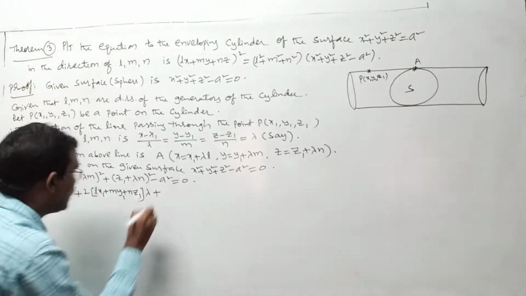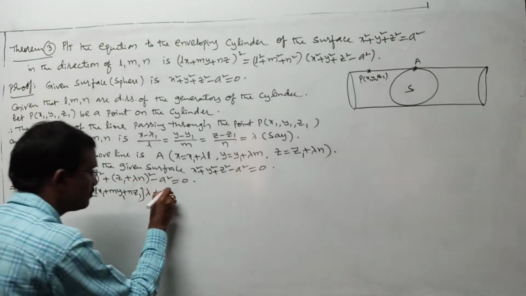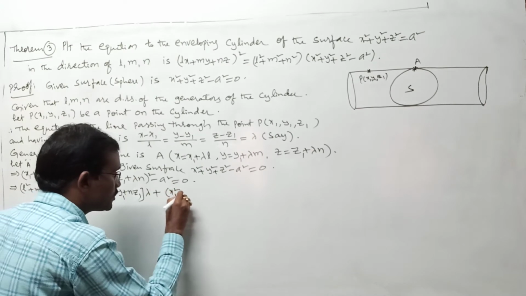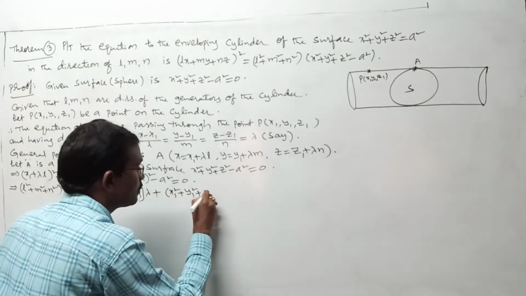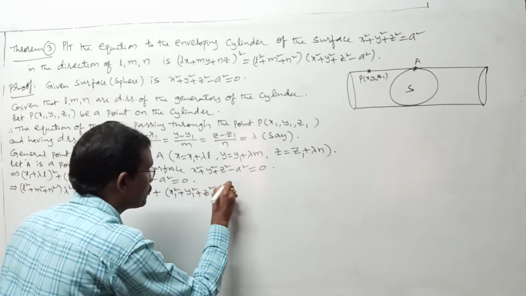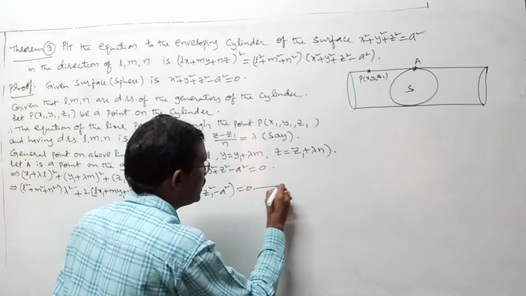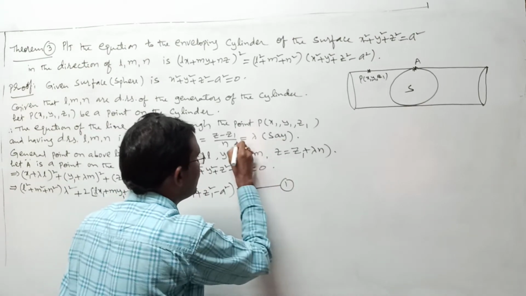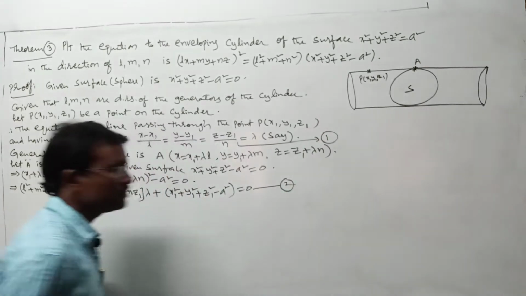Plus the term free from lambda is what? x1 square plus y1 square plus z1 square minus a square is equal to 0. Let it be, this is relation number 1. I mean this line I want to take as number 1, and take this as 2, better, right?